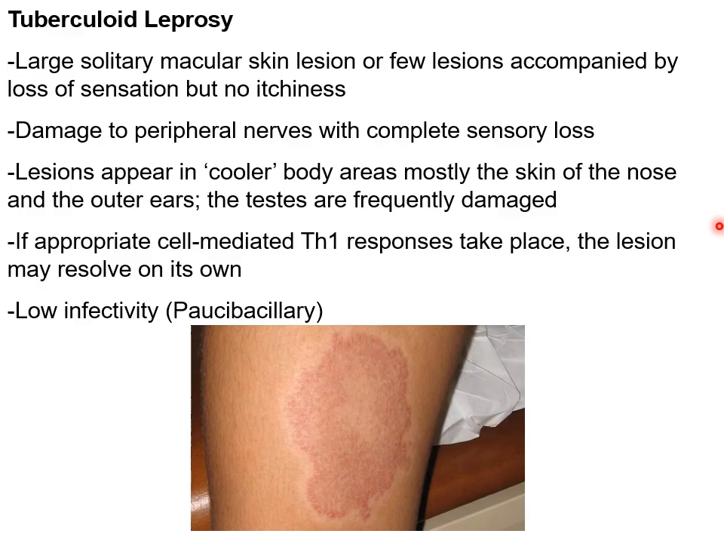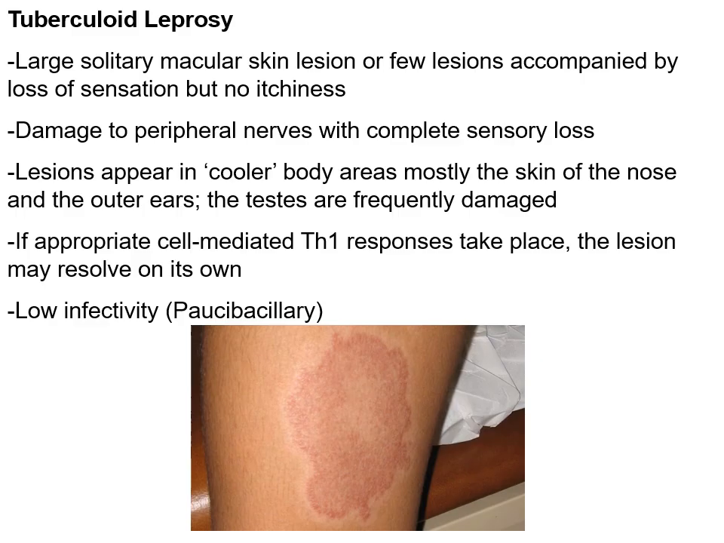First, let's examine tuberculoid leprosy, which is the less severe end of the spectrum. Here what you see is a large, solitary, macular, that is flat, skin lesion. You might see a few lesions accompanied by loss of sensation, and there is no itchiness due to damage of the peripheral nerves, resulting in complete sensory loss. So there is no itchiness and there is no sensation there. These lesions usually appear in cooler body areas, so exposed areas, mostly the skin of the nose and the outer ears. The testes are frequently damaged as well.